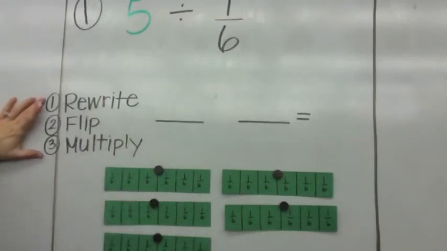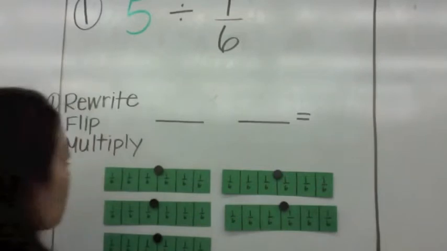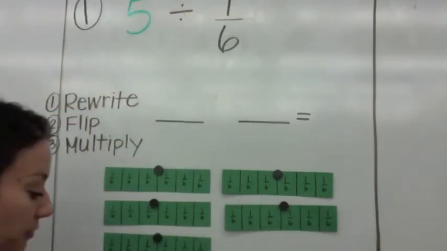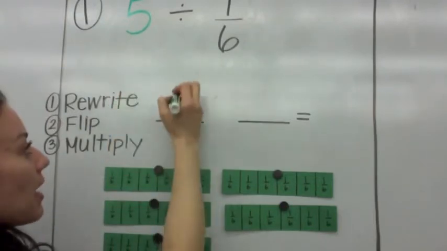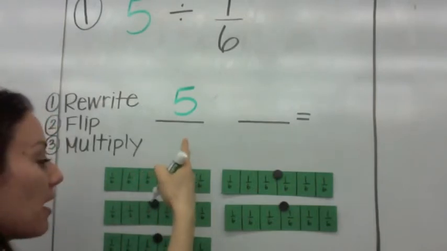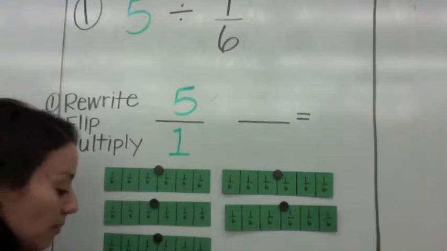I condensed this into 3 steps because you won't be simplifying. So the first step is to rewrite the first fraction. You're going to rewrite the first number, which is a 5. Or how do you make that a fraction? You put 5, what do you put under it? 5 over 1. That's the same, because 5 divided by 1 is 5.